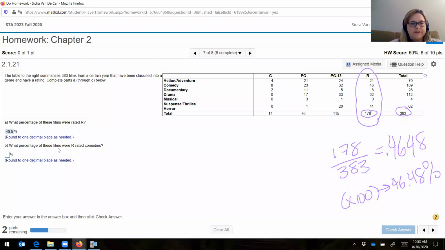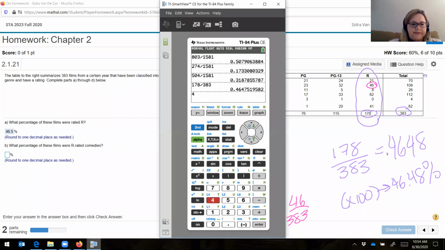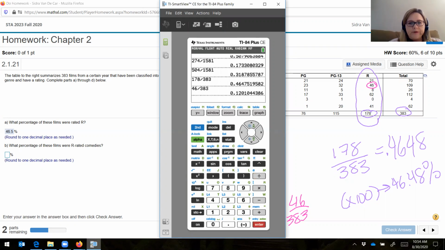What percentage of these films were rated R comedies? Now, rated R, we know is this column. Comedy is right here. That's the 46, the intersection of those two. So 46 out of the 383. So if I do 46 divided by 383, I get 0.1201.